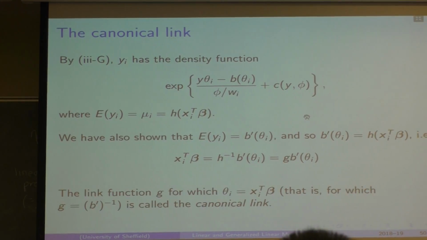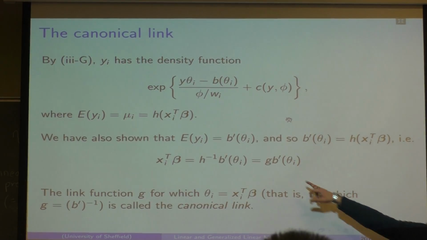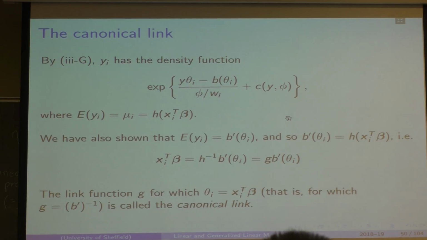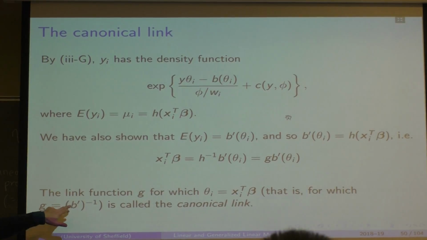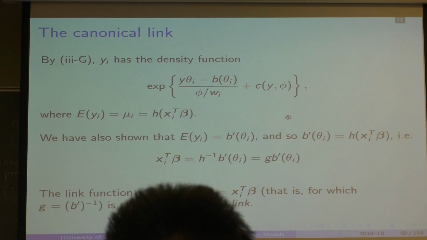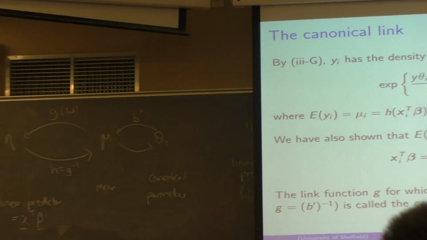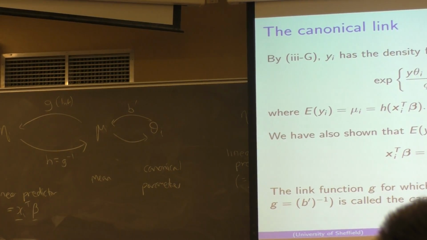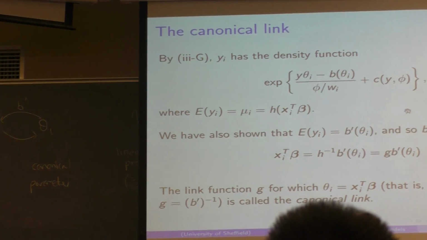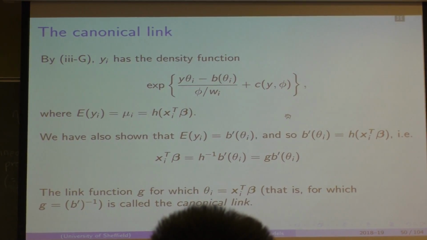Now, we could make a special choice of g, where g is the inverse of b prime, and so this composition, g b prime, is actually equal to the identity. If we choose g to be the inverse function of b prime, then the composition g b prime is the identity function, so the canonical parameter theta I and the linear predictor eta I will be the same. That choice of g is called the canonical link. So the canonical link is a choice of the link function such that the linear predictor eta I and the canonical parameter theta I are the same. So that's what the canonical link is.